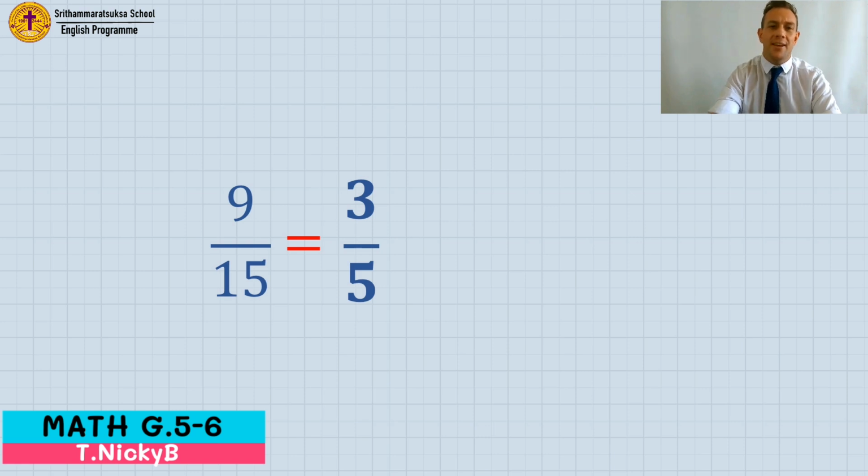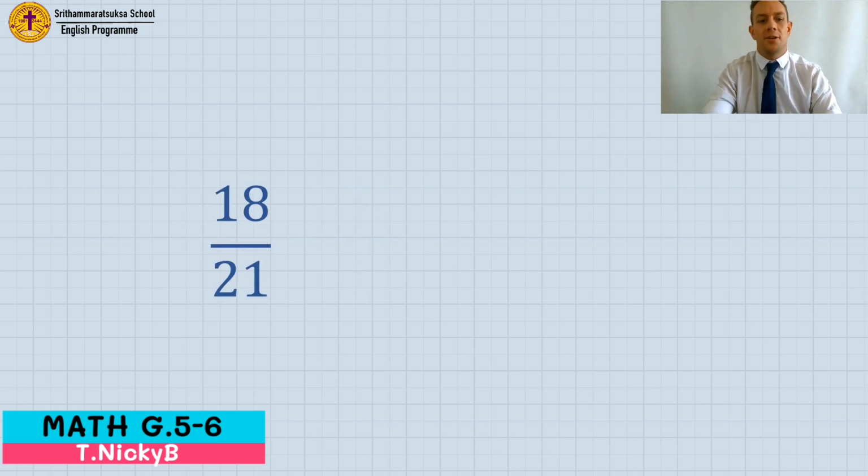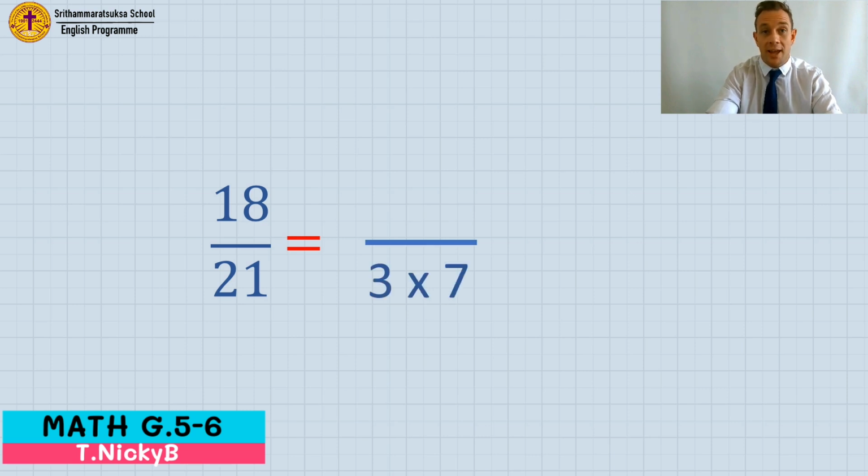In this example, things get a little bit more complicated. We have 18 over 21. Let's factor our bottom number first. The factors of 21 are 3 multiplied by 7. Both of these are prime, so we cannot factor them any further. 18, on the other hand, we can factor to 2 times 9. 9 is not a prime number, so we can simplify this further. The factors of 9 are 3 multiplied by 3.